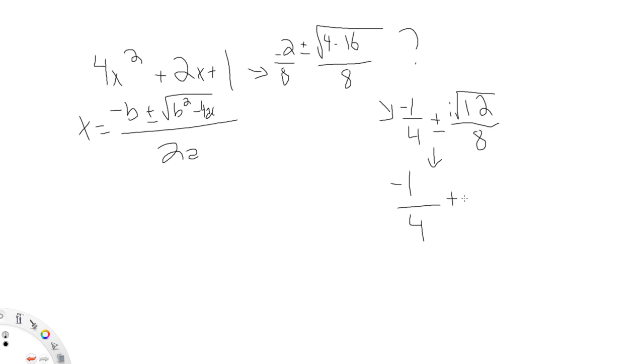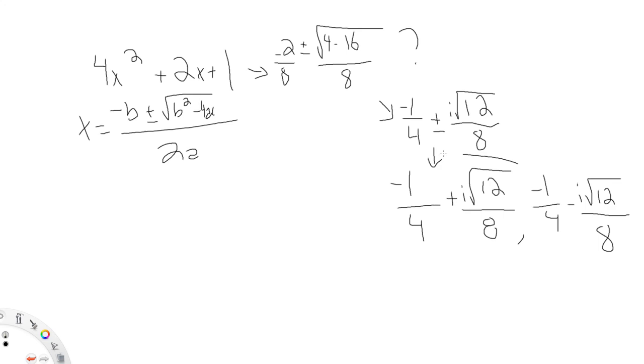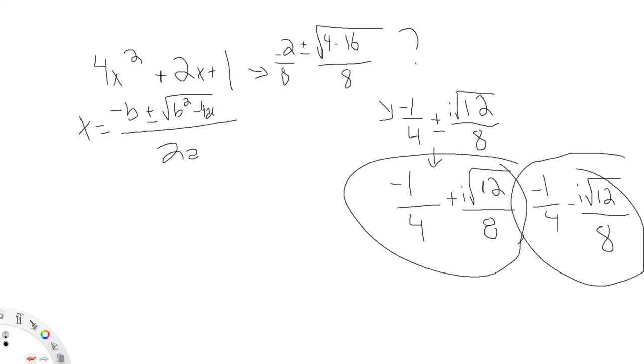Now we can change this to negative one fourth plus i times the square root of 12 over 8, and negative one fourth minus i times the square root of 12 over 8. This is our root, and this is our other root. Thanks for watching.